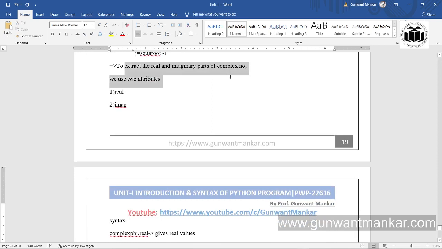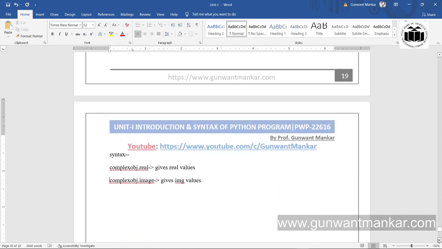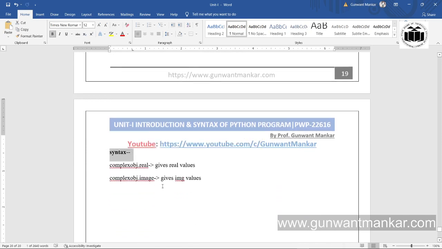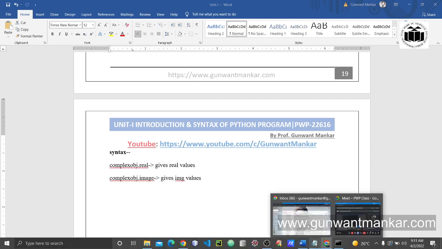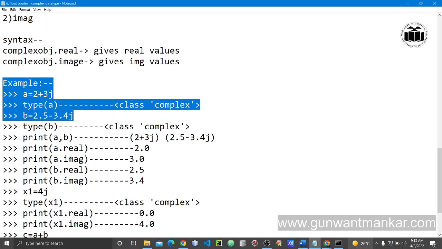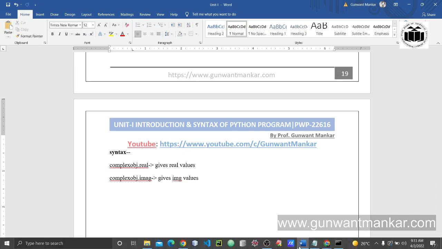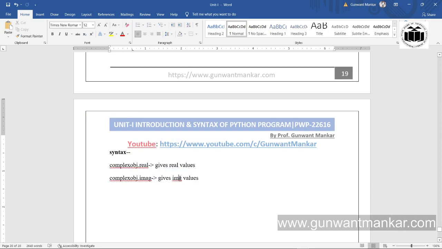Now, to extract the real and imaginary part of a complex number, we use two attributes, real and imag. Let us see the syntax. We can also find the real and imaginary part of a complex object. Complex object dot real gives the real value, and complex object dot imag gives the imaginary value. Let us take an example.